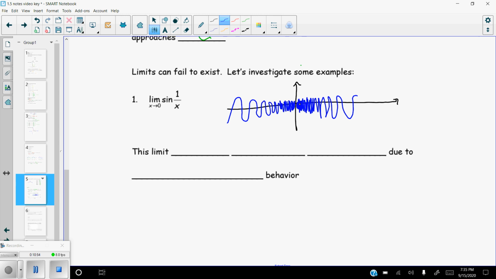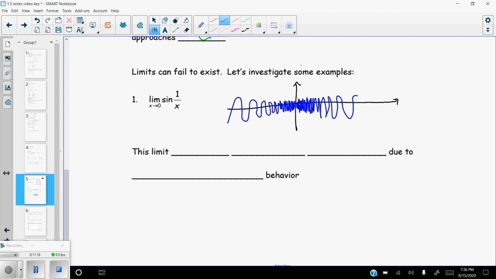This is what's called an oscillating function, meaning that the function is going to bounce back and forth, up and down constantly as it approaches the y-axis, but it will never approach a specific y value. It's just going to keep bouncing back and forth, up and down. Again, very difficult to see in a calculator. You'd never really realize that's what it's doing unless you started looking at really, really small values.